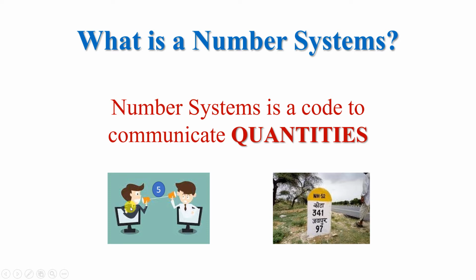The person who is telling the number and the person who is receiving the number, they both understand what quantity they are talking about. Similarly, this is a milestone which tells you about three quantities. The national highway is 52 and the distance for Kota is 341 kilometers and Jaipur is 97 kilometers. This is just an example of numbers communicating the quantities.